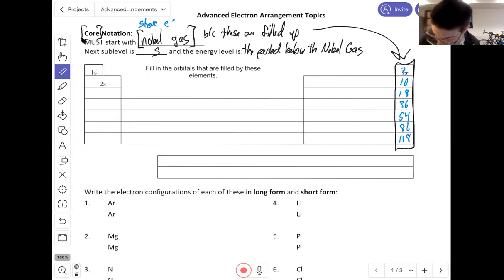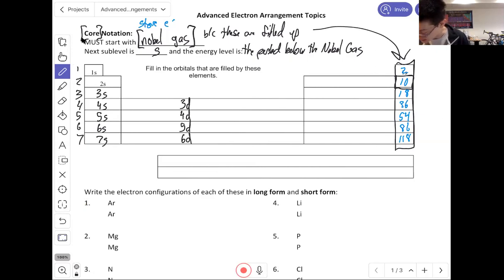These period numbers correspond to the S. So if I started off my configuration with neon over here, my next thing I would write would be 3S. So this would be 3S, 4S, 5S, 6S, 7S. We wrote in here 3D, 4D, 5D, 6D.